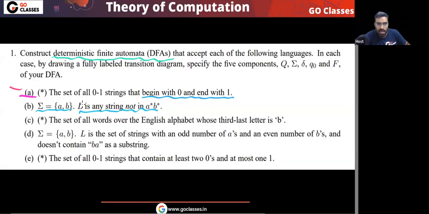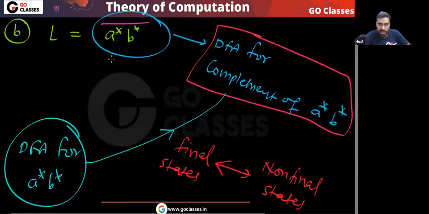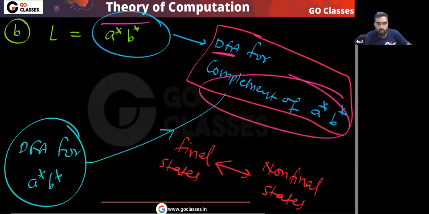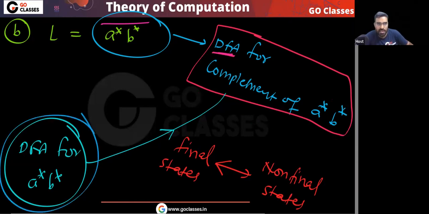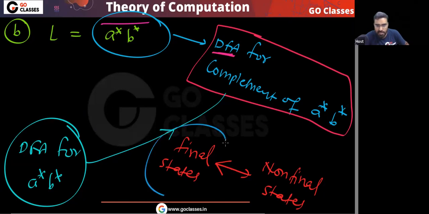See this question. L is any string not in a* b*, which means the complement of a* b*. I want to create a DFA for the complement of a* b*. So I can create the DFA for a* b*, then complement the states: all the final states I make non-final, and all the non-final states I make final.